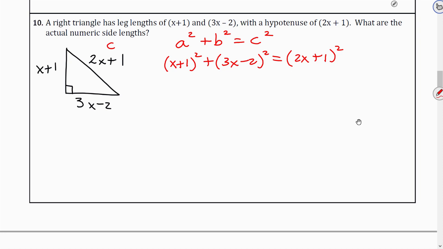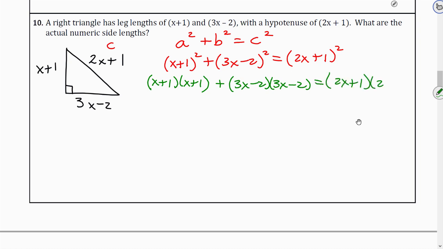Now, at this point, let me point out a common error that I've seen with my students, at least. I'm not sure the other teachers are seeing this too, but the next step is not x squared plus 1 squared. You can't get it by squaring both of these terms. That's incorrect. Squared means times itself. So you must do x plus 1 times x plus 1, plus 3x minus 2 times 3x minus 2, and we have 2x plus 1 times 2x plus 1.